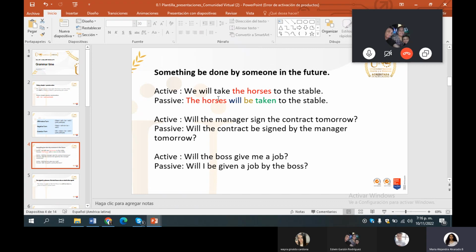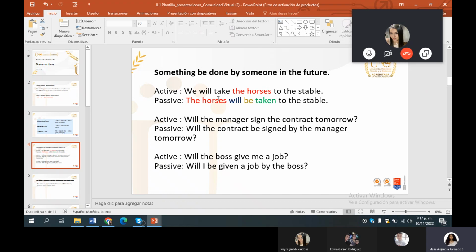Teacher, the main idea in the active voice is focused on the person who makes the action. And in the passive voice, the most important thing is the action instead of the person who did the action, or who is going to do the action, because this is future. Yes, exactly.